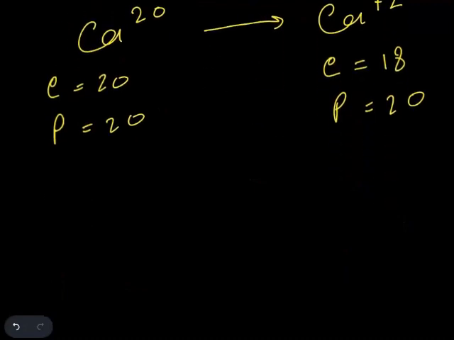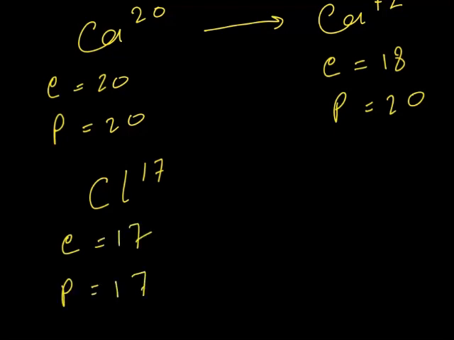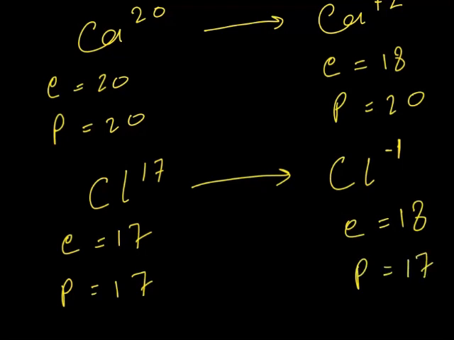Okay, let's take another example. For the nonmetal, for example, chlorine, Cl 17. So here in the chlorine atom, you will see that the number of electrons equals 17 and the protons equal 17. When this chlorine turns into Cl negative 1, it means that the number of electrons becomes 18. But the number of protons is still the same, 17, because negative 1 means that the chlorine atom has gained 1 electron. Okay? That's exactly the difference between the atom and the ion.